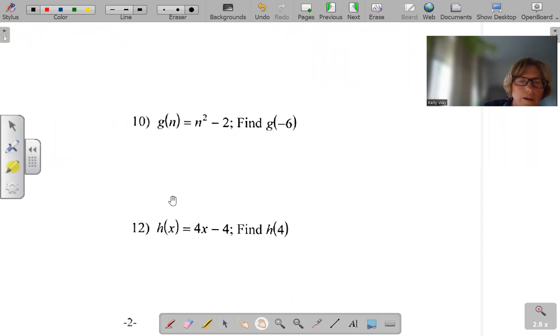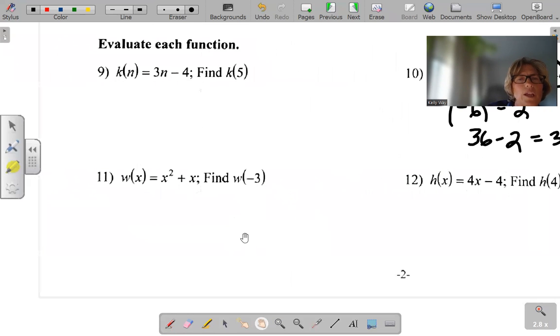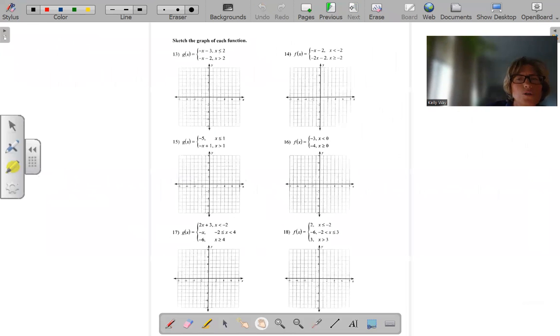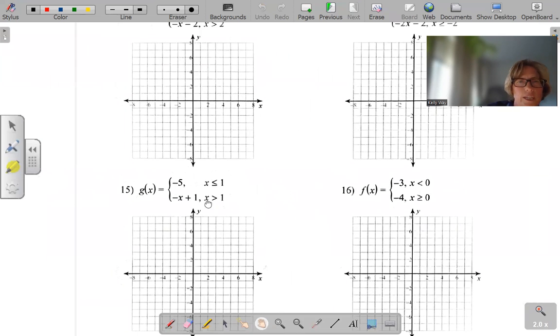Let's take a look at number 10. If the function of n equals n squared minus 2, and we want to find the function of -6, we just go like this. -6 is now n squared minus 2, and such is life. So it's basically a fancy way of saying substitution.